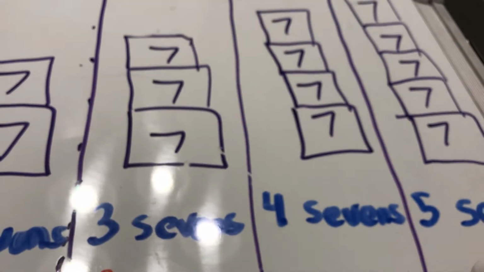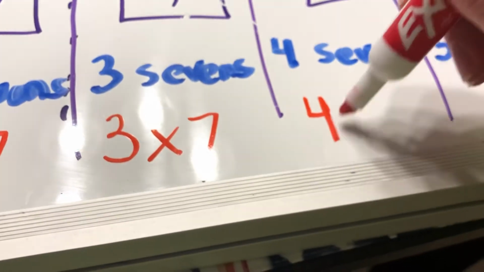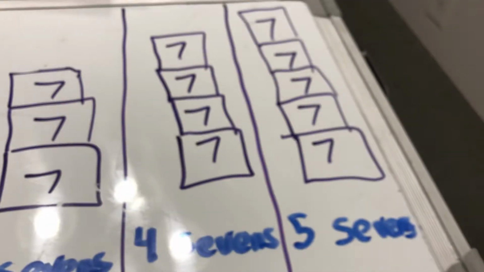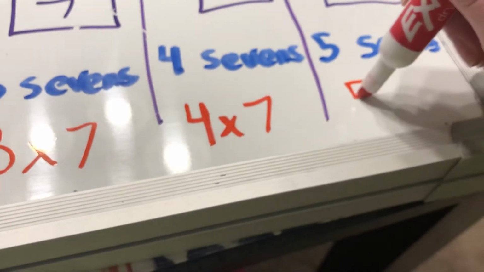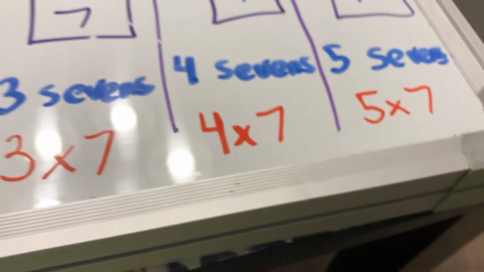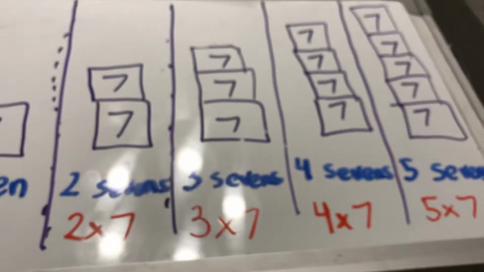Now we have 4 times 7. And what's the last one? Pick the right answer. Exactly. 5 times 7. Good.